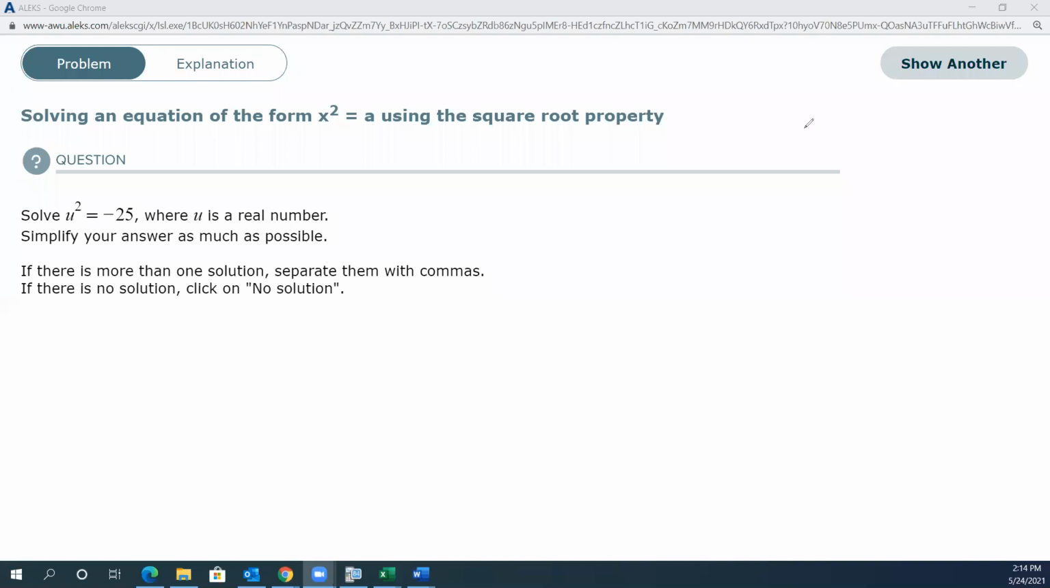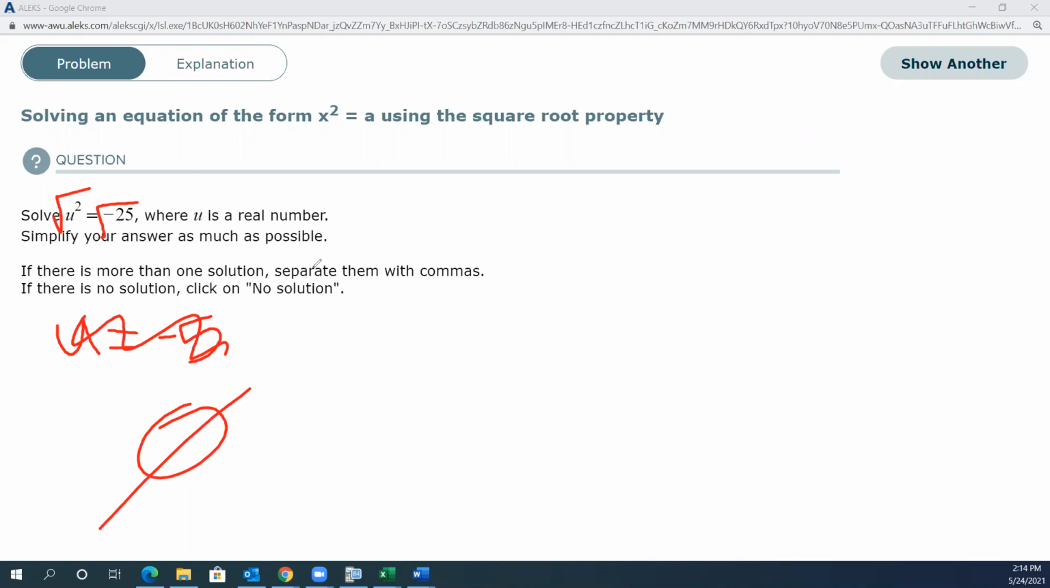How about this? Well, when I take the square root of both sides, I'm looking for a number that when multiplied by itself gives me negative 25. Well, 5 squared is positive 25, so that's out. Negative 5, when squared, is also positive 25, so that's out. So it turns out that there is no solution. That's the symbol for no solution. So that is what it would be. That's how we do it.